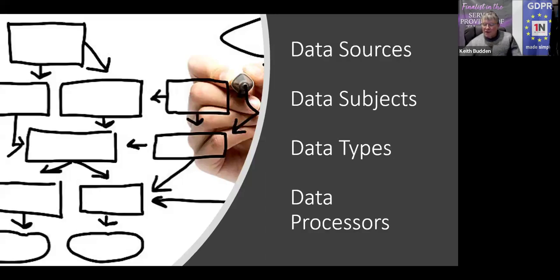And then what about your data processors? Because do you actually do all your processing yourself, or do you outsource any of it? Do you have a payroll bureau? How do you know that they've got their up-to-date ROPAs, that they've got their Article 30 registers up to date? Have you ever seen them?